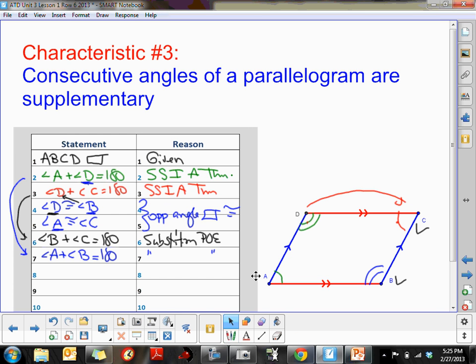So therefore, we've proven that the consecutive angles of a parallelogram are always supplementary. So that's our third trait or characteristic that will always be true about parallelograms.